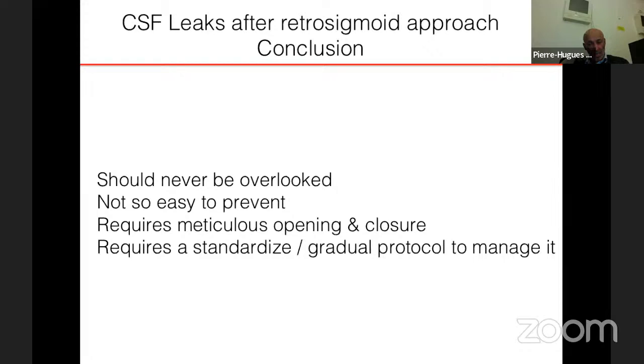It's not so easy to prevent. Even though we are experienced neurosurgeons and we have our different methods to do that, it requires a meticulous opening and meticulous closure. And each of us has different protocols to manage it when it happens. Okay, that's all. I thank you.